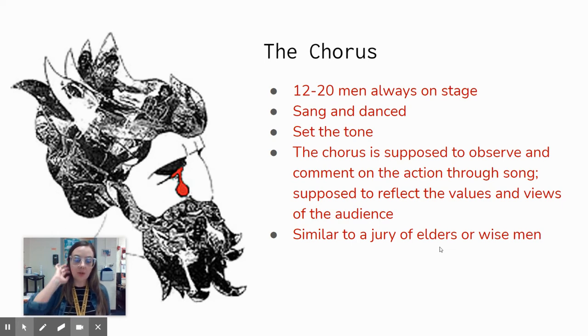So, like we talked about, the chorus is a group of people. It is for setting the tone, to comment on things, to reflect the values and the views of the audience. So they sort of represent the audience members and how they would be grappling with the action on stage.